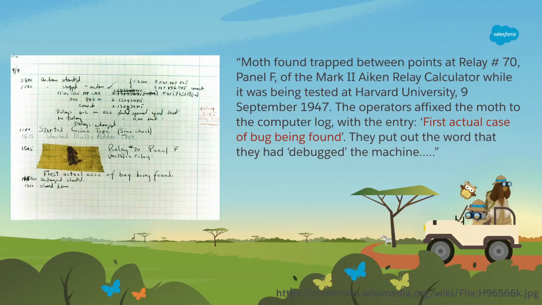And it was very, very easy for a bug, in this case this moth, to get trapped between the relays, actually short-circuited, and this is where you have the bug. And this is sort of the most famous retelling of it.